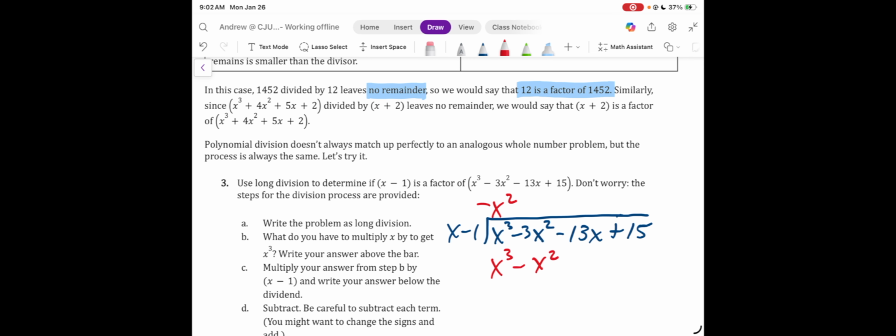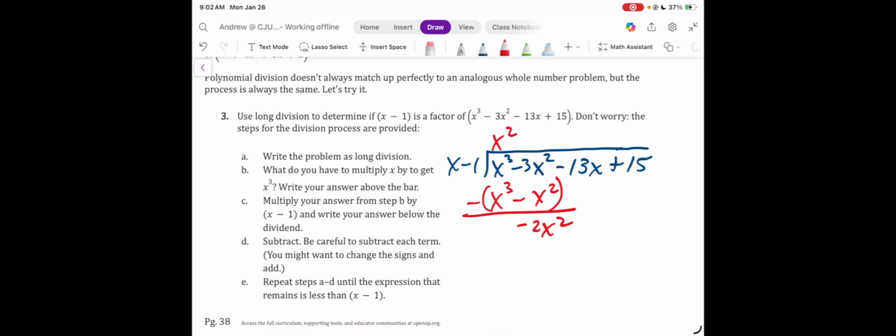So in other words, you distribute this to both of those. Okay, now I subtract. Negative 3x squared minus a negative x squared. Double negative, so it's got to be plus x squared. This is negative 2x squared. Then I think x times what is negative 2x squared? That would be negative 2x. Multiply it here. And also negative 2x times negative 1 is positive 2x.